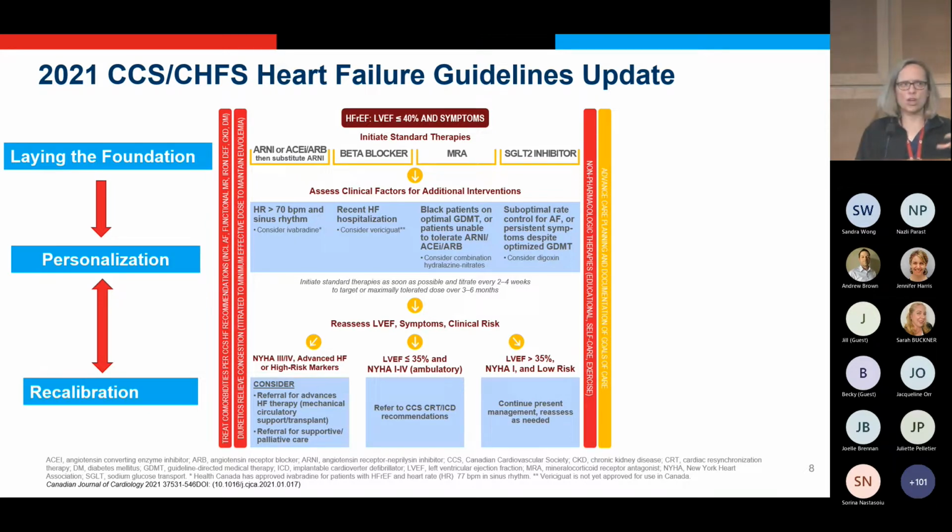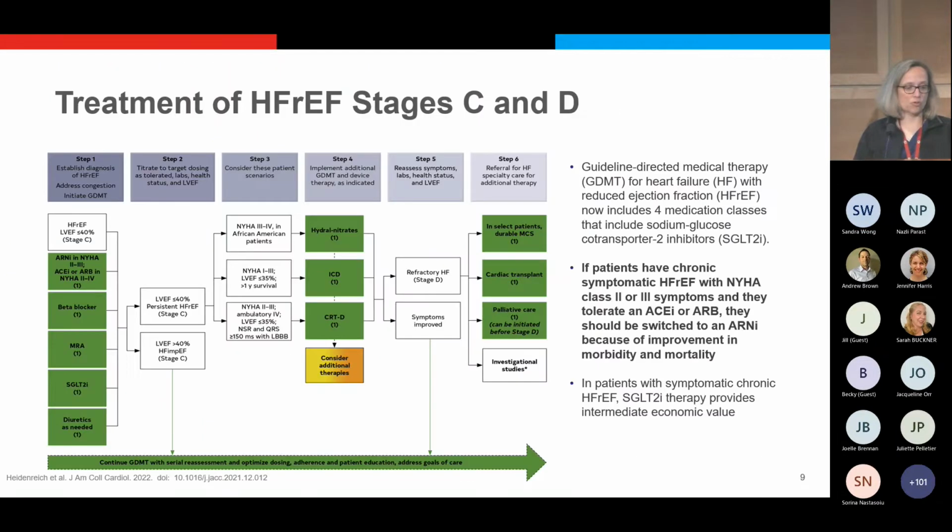And they include an angiotensin receptor neprilysin inhibitor, ARNI, so Entresto, or some RAS inhibitor like an ACE inhibitor or an angiotensin receptor blocker, the ARNI being preferred over the other two, a beta blocker, a mineralocorticoid receptor antagonist like spironolactone or eplerenone, and the fourth new kid on the block is the SGLT2 inhibitor, dapagliflozin or empagliflozin. And all of our HFrEF patients who can be on those drugs should be on those drugs.